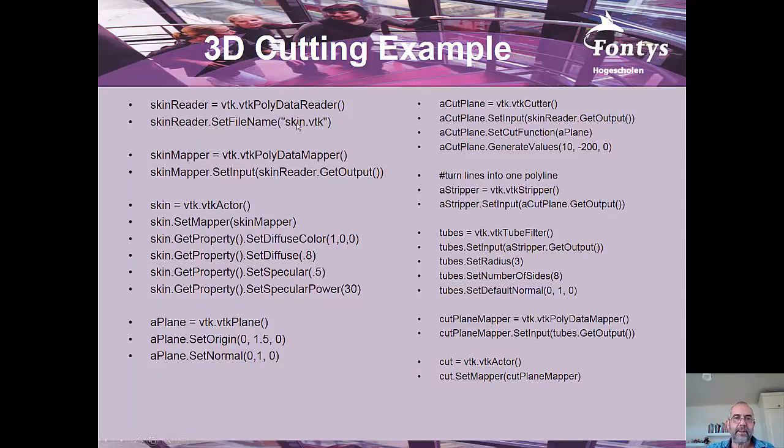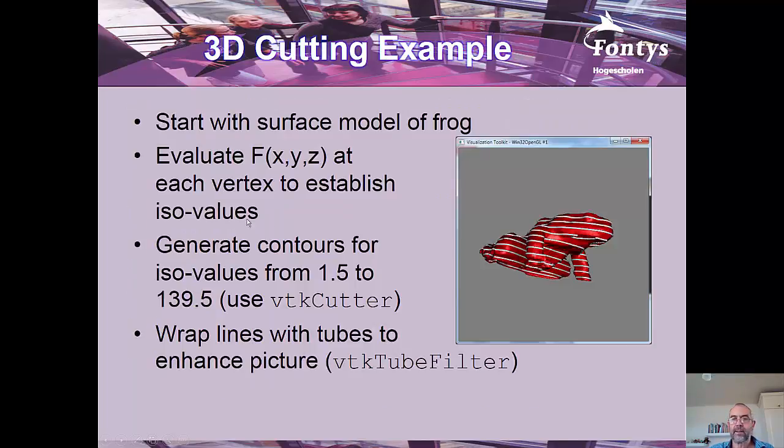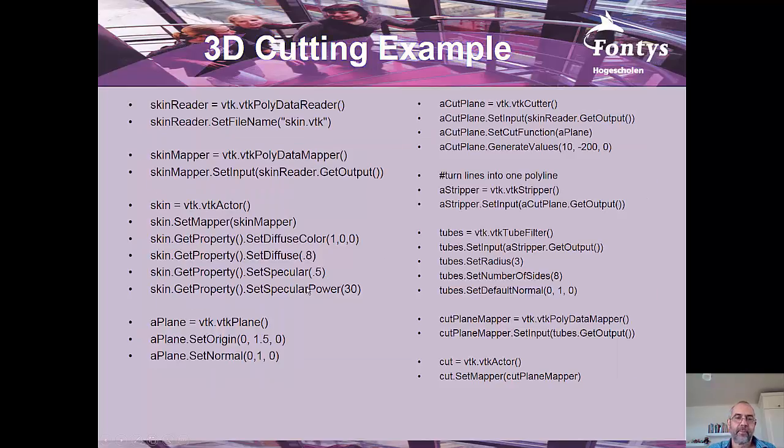Example of the code. I will not go into details, you can study this also by yourself. But we have a reader that reads the skin. We have an actor that shows the complete object. So this actor here shows the complete frog, the red part. Then we define an implicit function, VTK plane. Remember, this is not an object, this is a function that gives a value for every point in 3D. We can calculate the value using this implicit function.